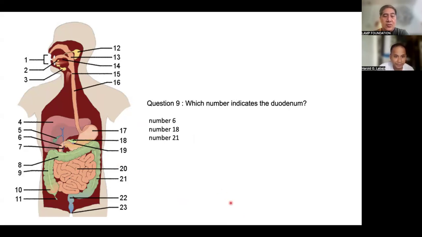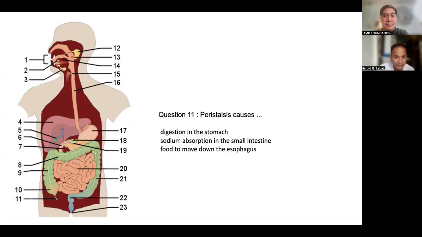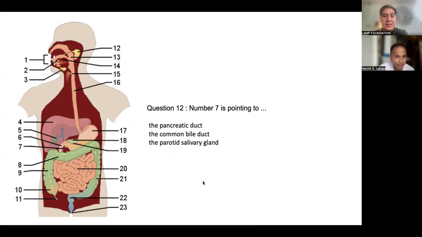Which number indicates the duodenum? Number 6. Number 13 is what? Number 13, the nasopharynx. Peristalsis causes food to move down to the esophagus. Number 7 is the common bile duct.